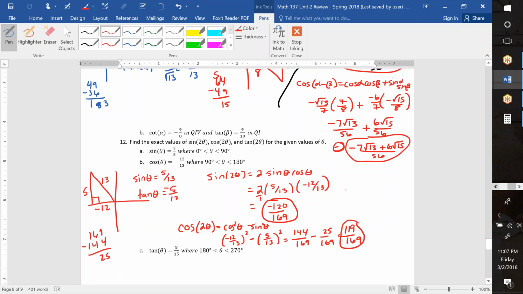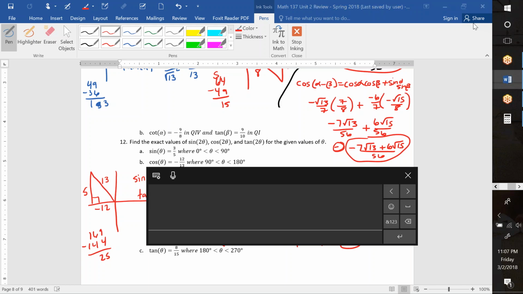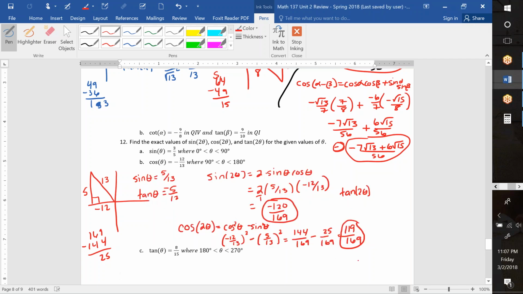Now here's the great thing. If you have done those, you don't actually need the tan formula for the double angle, because you know that tangent is sine over cosine. And if you put those over each other, you're going to get negative 120 over 119 once it reduces. So we have found all of the double angles for the given value of theta.